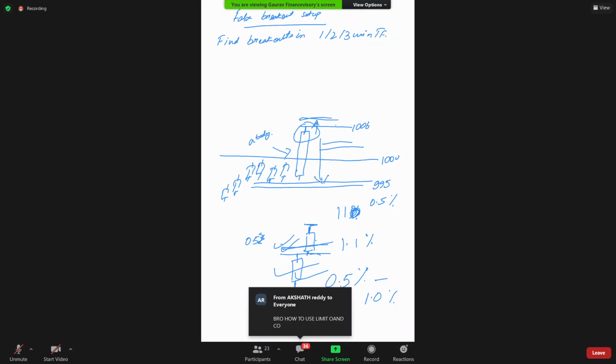How to use limit and CO? This will be done in separate sessions, or you can just watch some videos for it, because I will be teaching other things. I mean, not Zerodha actually. You can see these things on YouTube, just how to use different order types. There are so many order types, and different brokers have different order types.